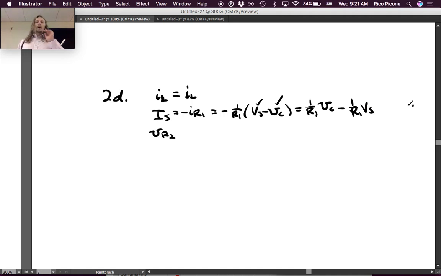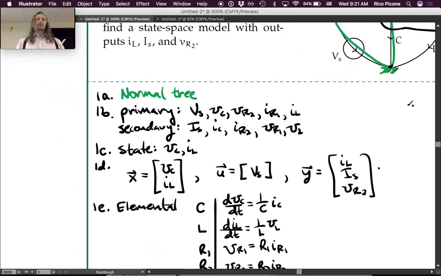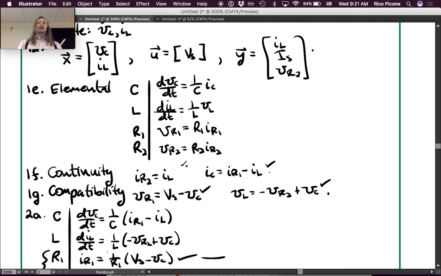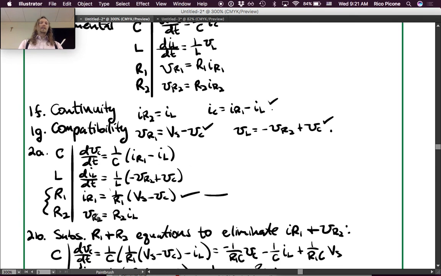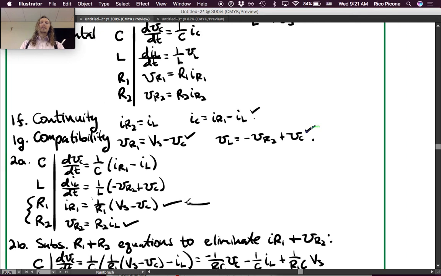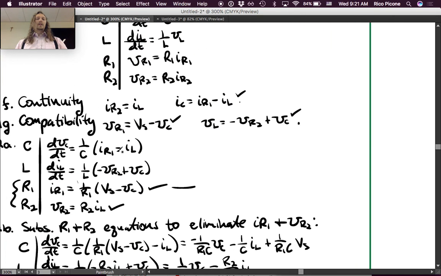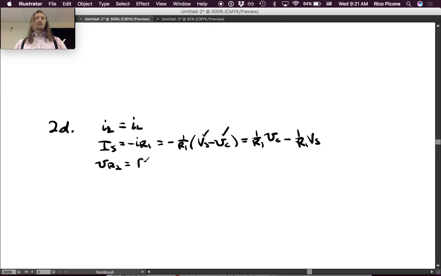Good. Whew. That one was almost tricky. VR2. Oh, we already have one of these equations written like this. R2 times IL in terms of a state variable. So, we're good. So we had IL times R2. So R2 IL. Okay, so those are our three outputs written in terms of state variables and inputs.